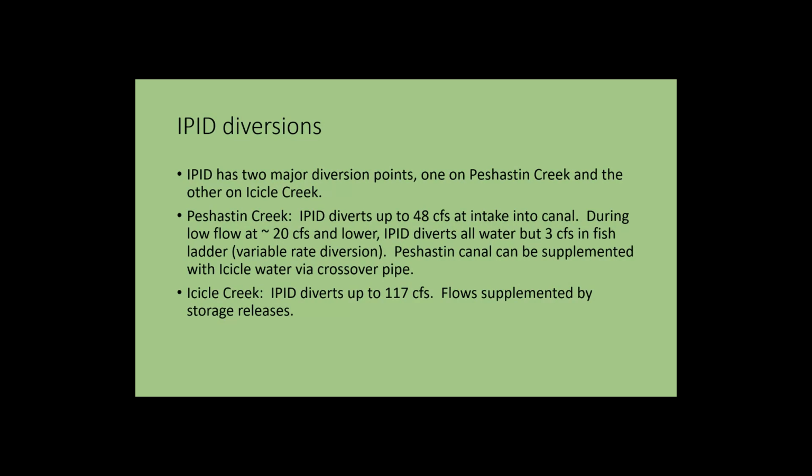And the crossover pipe is down there in the lower Peshastin, Big Y interchange area. You'll see some construction later this fall. They're actually replacing that crossover pipe later this year. On Icicle Creek, they divert up to 117 CFS, and flows are supplemented by storage releases. I was just out there the other day on a tour, and they're pulling about 105 CFS right now.